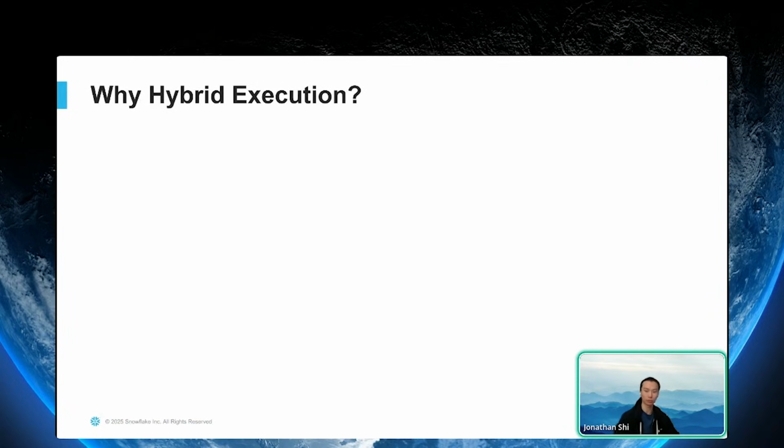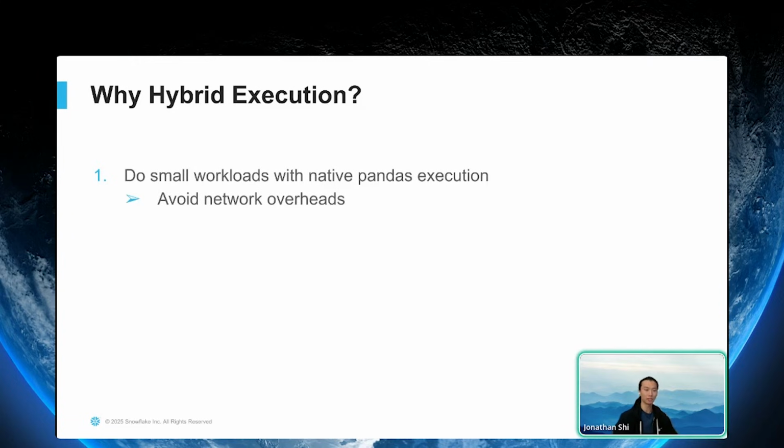So to summarize, there's really 4 reasons that we want to implement hybrid execution in the first place. First off, we think it's better to do small workloads with native pandas execution. This is in large part due to avoiding network overheads. No matter how optimized the Snowflake warehouse is to perform operations on small data, in the time it takes for a user to submit a SQL query from their local device to the Snowflake warehouse, and then for the Snowflake warehouse to return with the result of a computation, especially for very small operations, native in-memory pandas could already have completed the operation. This isn't a problem of Snowflake, it's just a problem of the speed of light being too slow.